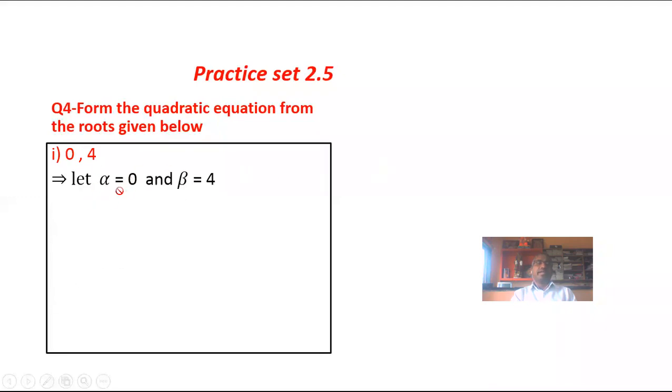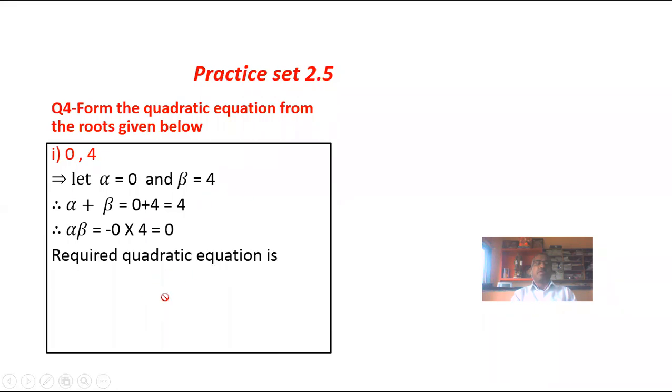First, let the first root alpha be equal to 0 and the second root beta be equal to 4. Then, to find the sum of the two roots, alpha plus beta is equal to 0 plus 4, which is equal to 4. And to find the product of the two roots, alpha into beta is equal to 0 multiplied by 4, which is equal to 0.